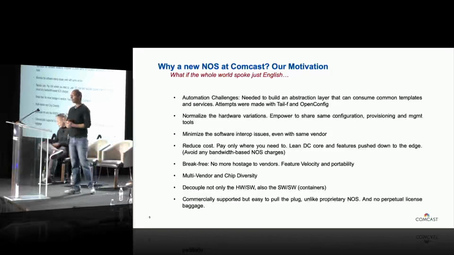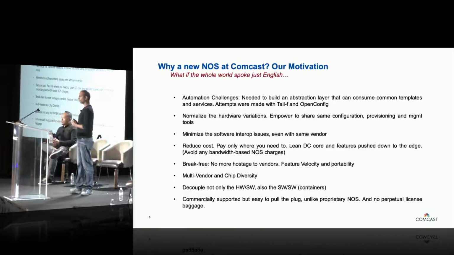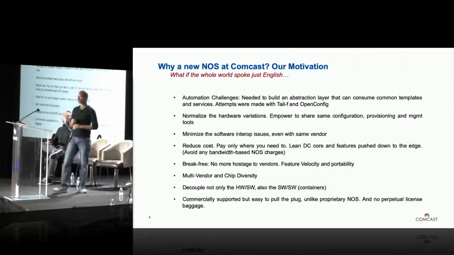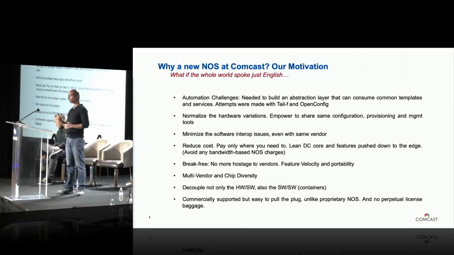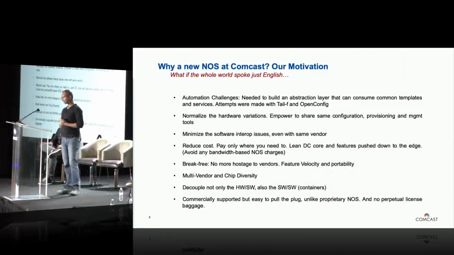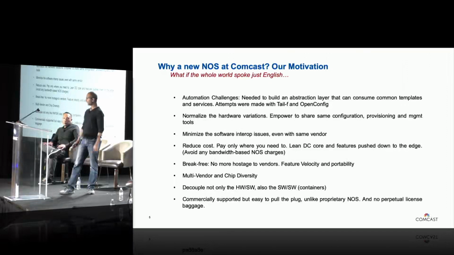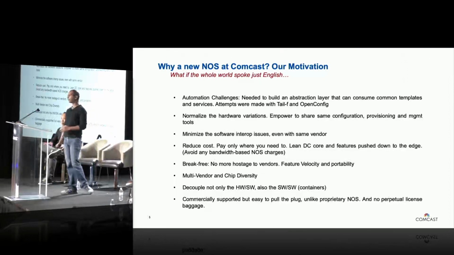So why do we need a new operating system after having all those different variations? It comes down to: what if the whole world spoke one language? Travel would have been much easier. They would all understand the same thing. Yes, they could have different cultures and different traditions, but I can communicate to them in one language. So the biggest challenge is automation. If I have these different operating systems and different hardware, I need something as a translator to give the same command to all of them.